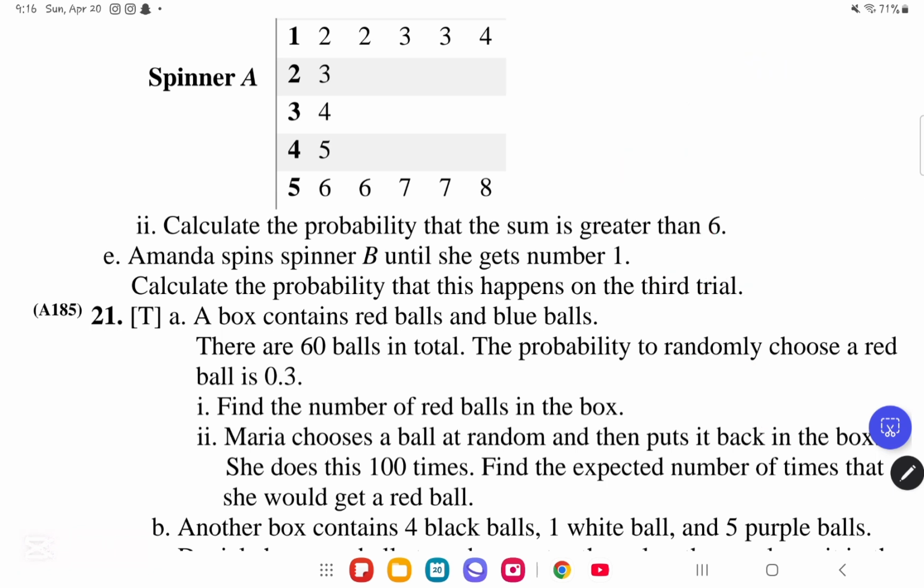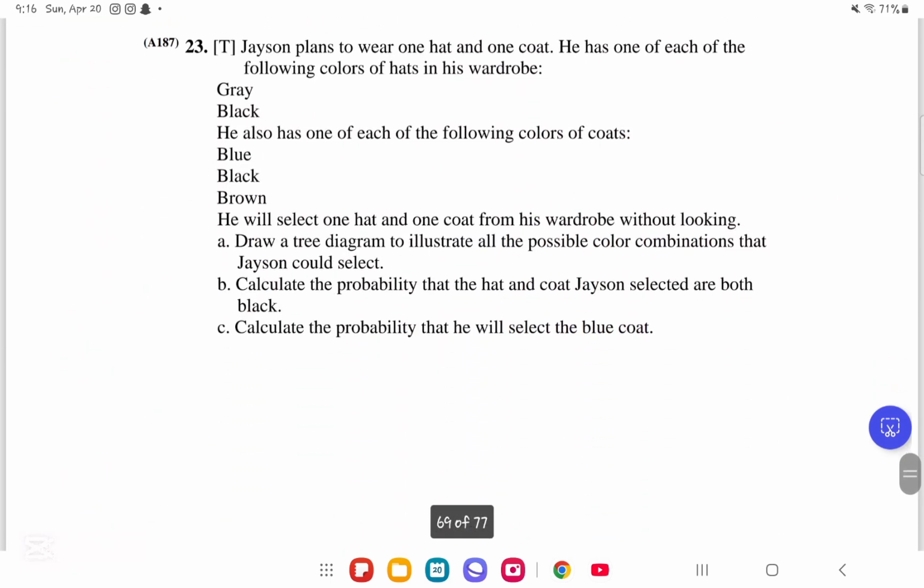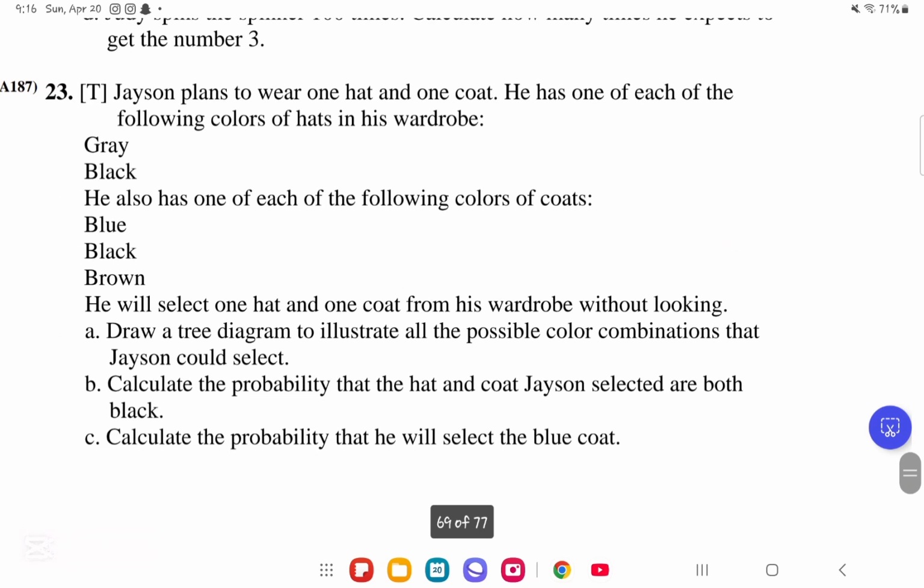So that is it for question number 20. We move on to question number 23. I think the rest are long. Okay, here we go. 23.